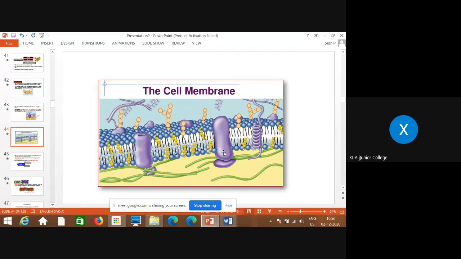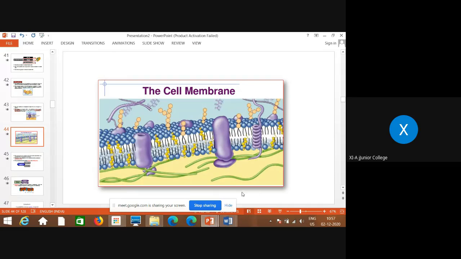Proteins which are intrinsic occur at different depths of the bilayer. These are all intrinsic proteins which I am showing you here. Extrinsic proteins are just present outwardly. Proteins that occur at different depths of the phospholipid bilayer are called intrinsic proteins. So remember extrinsic and intrinsic proteins, and as per the location they are known.